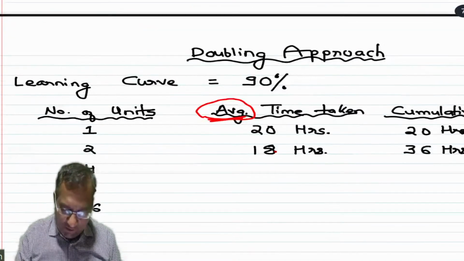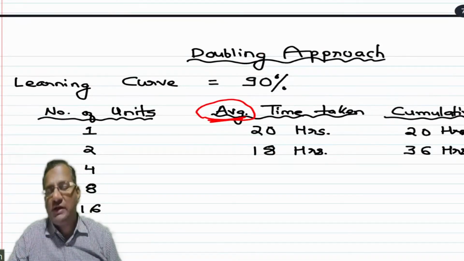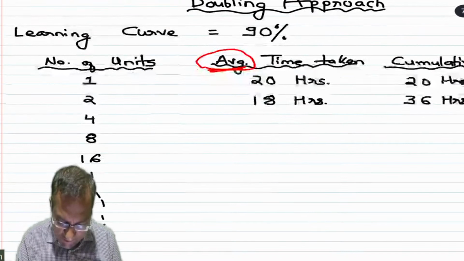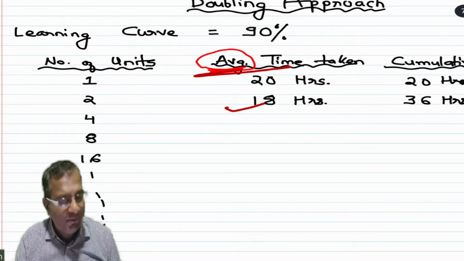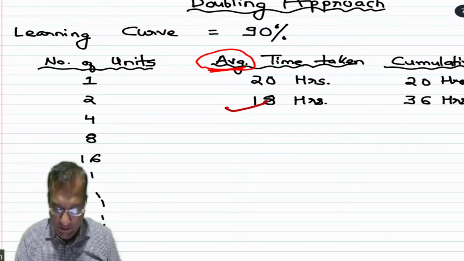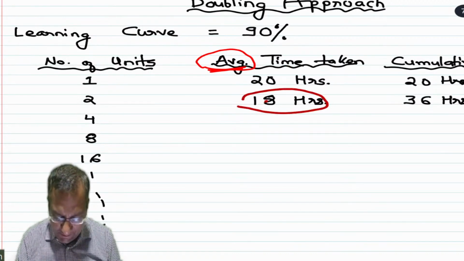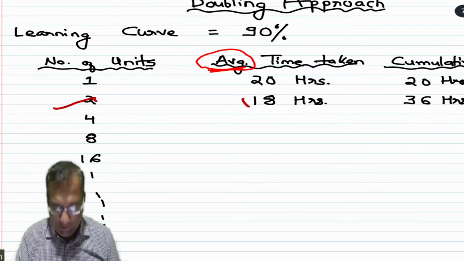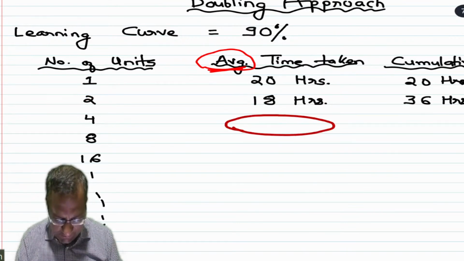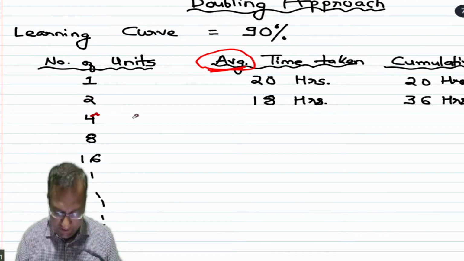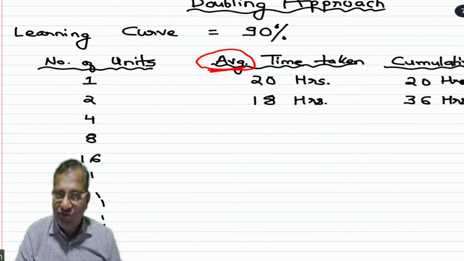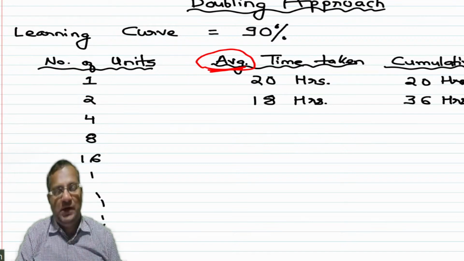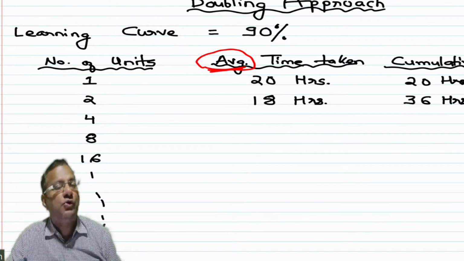Whether you are using the doubling approach or the formula approach, you will always get the result in average time. This is not the time taken by unit number 2 or unit number 1. This is the average time taken to manufacture 2 units. This will be the average time taken to manufacture 4 units. This is the average time taken to manufacture 8 units. Whatever answer you are getting is the average time. And then you have to convert it according to your requirement.